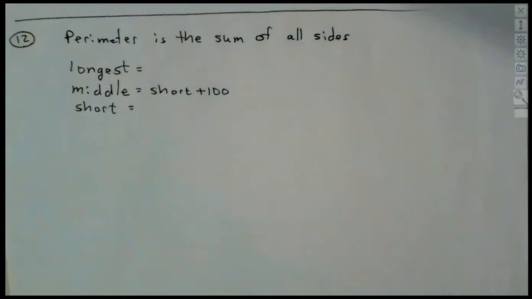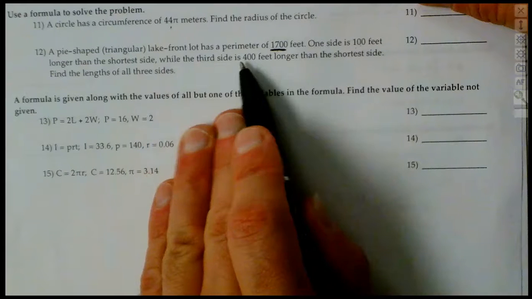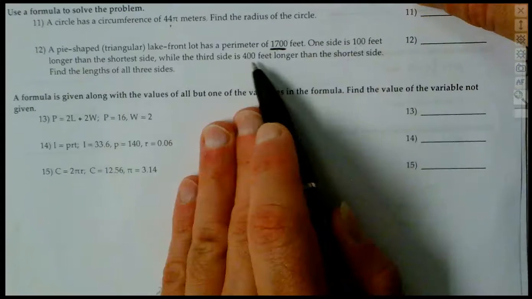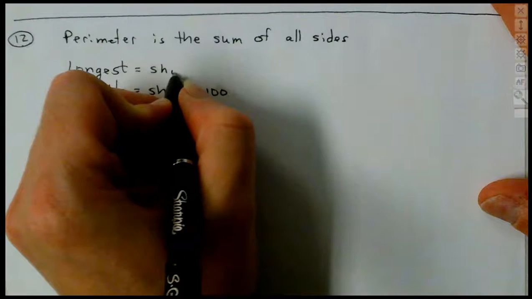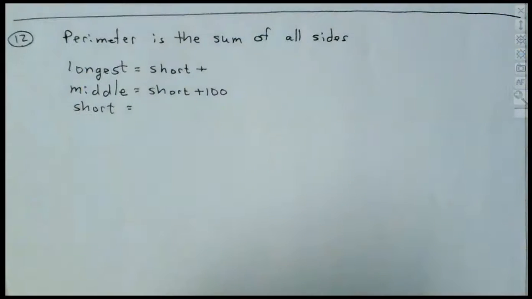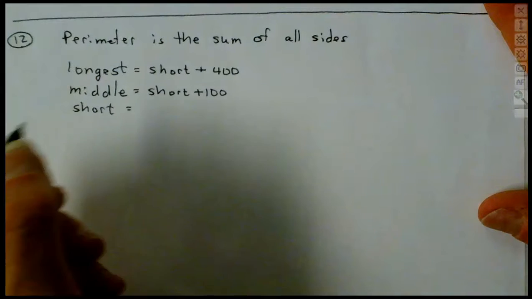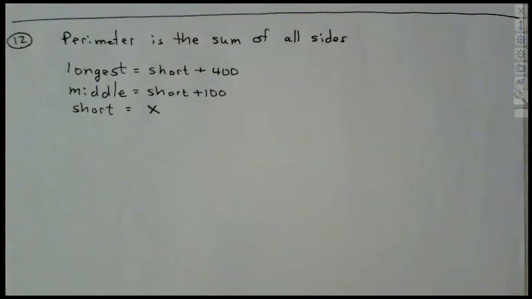What else do we know? The third side, which is going to be your longest one, the third side is 400 feet longer than the shortest side. So that's going to be your longest side, and that's going to be the short side plus now the 400. Which one do we not know? The short side. So that's the unknown, so that's going to be the variable x. So we have the longest side, we have the middle side, and we have the unknown short side.